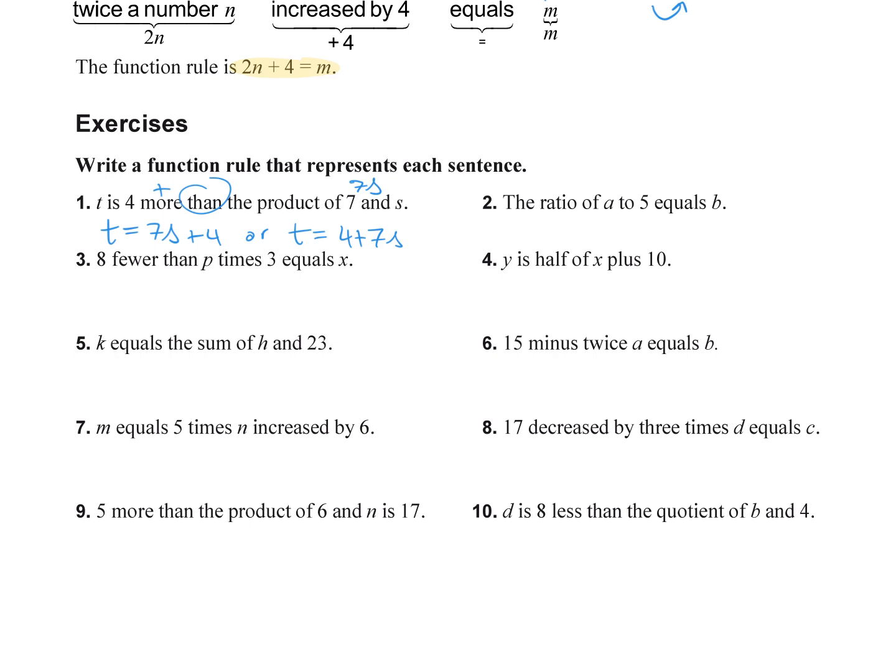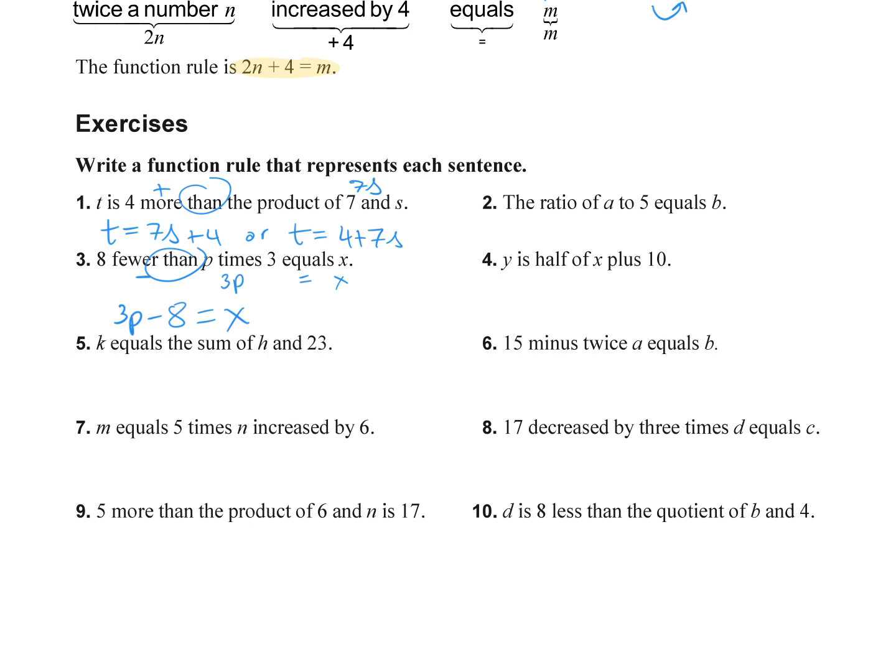We're going to go over the odd ones first, and then we'll go over the evens. All right, so for number 3, we have 8 fewer than p times 3 equals x. So we have 8 fewer, which means minus, times, so it's going to be 3p, and then equals x. Again, in this case, since it's a subtraction, the word than tells us we have to flip it. So we would write 3p minus 8 is equal to x.